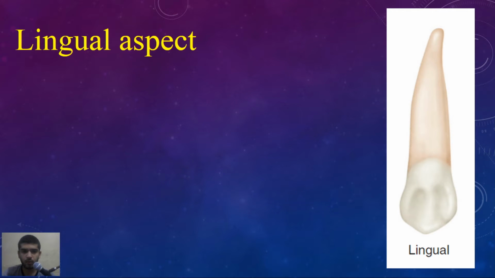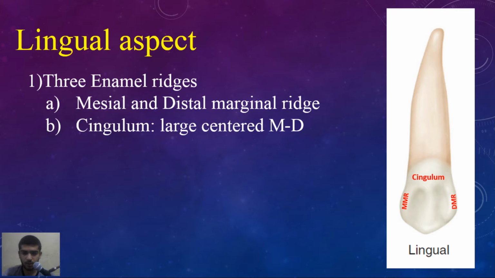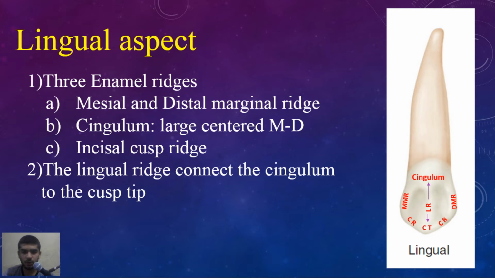Now we will continue with the lingual aspect. We have three enamel ridges: the mesial and distal marginal ridges, and the cingulum, which is large and centered mesiodistally, and the incisal cusp ridge, the mesial incisal cusp ridge and the distal incisal cusp ridge. We also have the lingual ridge, which connects the cingulum to the cusp tip.